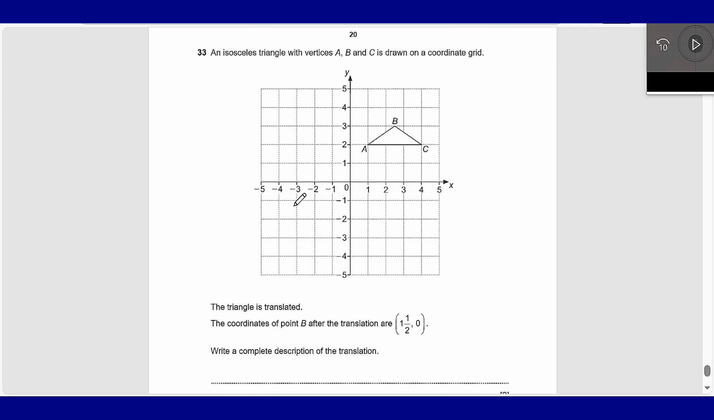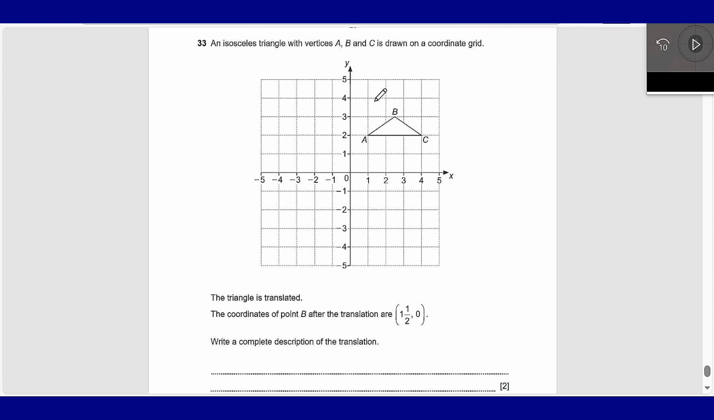Given an isosceles triangle with vertices A, B, C drawn on the coordinate grid, here the triangle is translated. The coordinates of point B after the translation are 1.5, 0. So write a complete description of the translation. Okay guys, you can do this. Observe the coordinates in here and here. So let's reveal the answer. If you want to use some more time, you can pause this video.